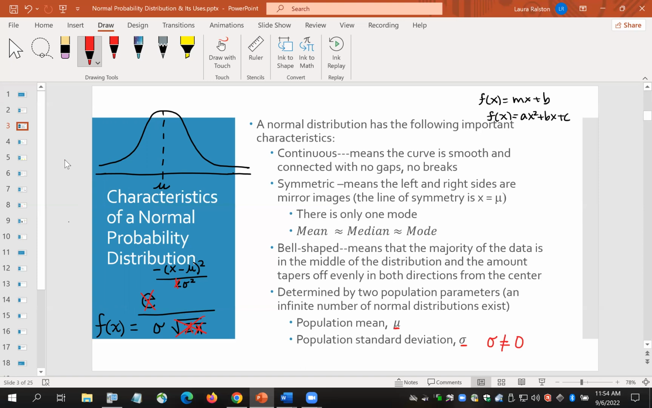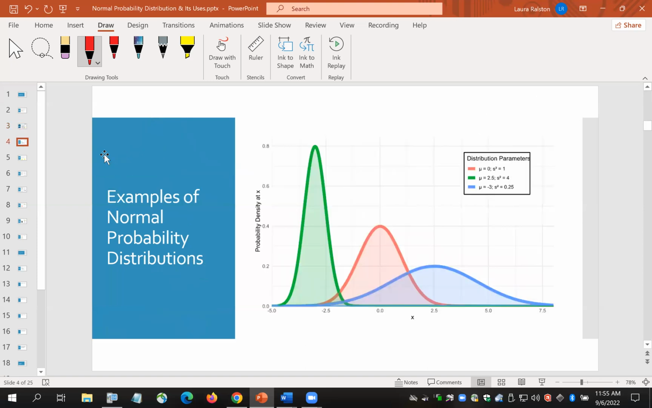So that means there are an infinite number of normal distributions. And we're going to see that in a minute on one of our slides. There are two other characteristics that we talked about in relationship to continuous distributions, and we'll come back to that in a minute because here are some graphs.